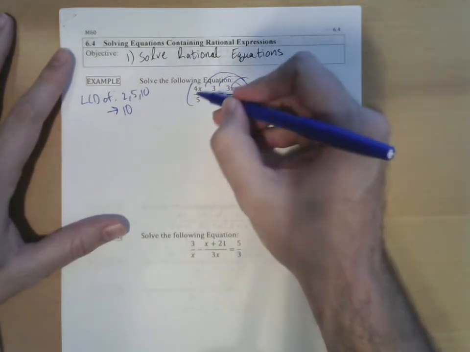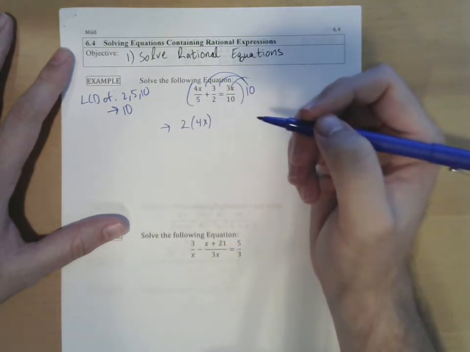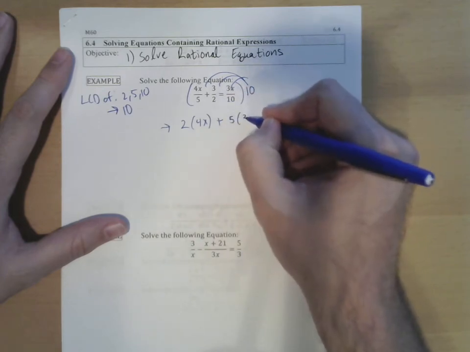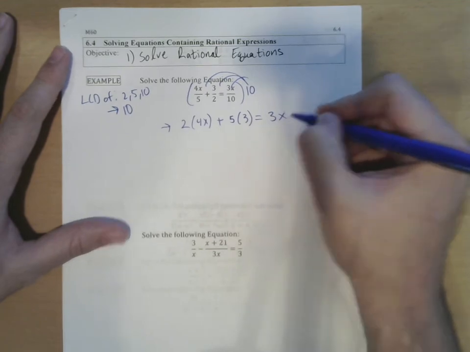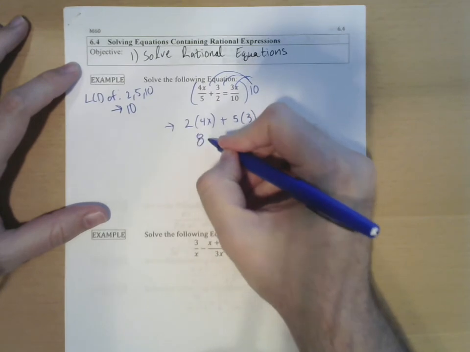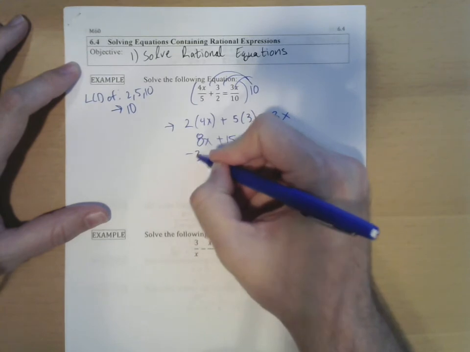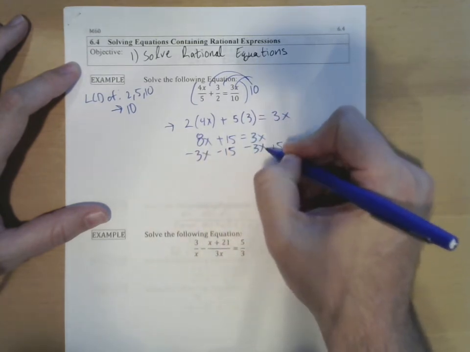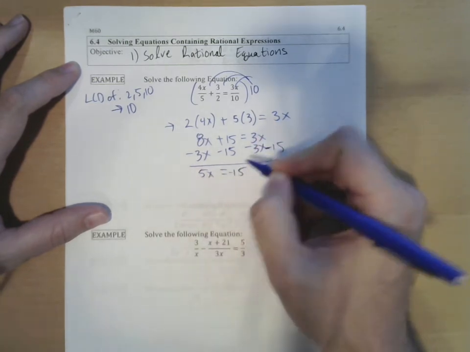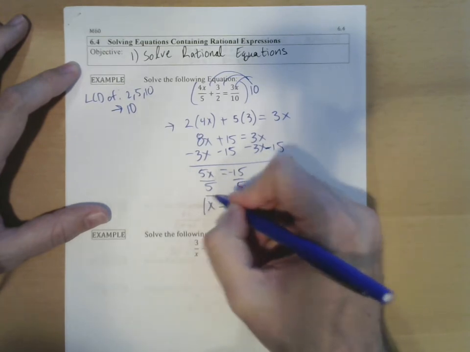So when we multiply 10 divided by 5, we end up with 2 times 4x. And then when we multiply 10 divided by 2, we end up with 5 times 3. And this equals 3x. And now the fractions are gone. We can simplify and solve. 8x plus 15 equals 3x. We'll subtract 3x from both sides and at the same time subtract 15. And we have 5x equals negative 15. Divide by 5, and we have x equals negative 3.